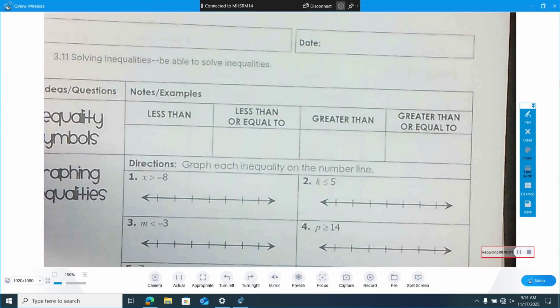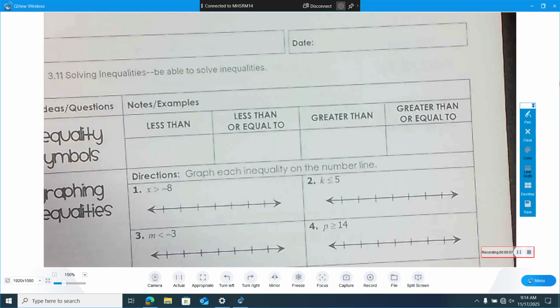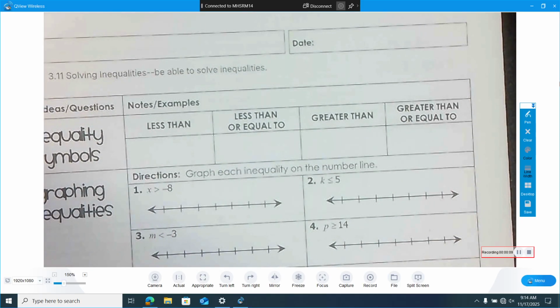Okay, so we are nearing the end of this unit, which was all about solving equations. And I have to say, you guys, you have been impressing me every day with your solving abilities. I am totally impressed, and so good job. For the next couple of days, we're going to be talking about inequalities.